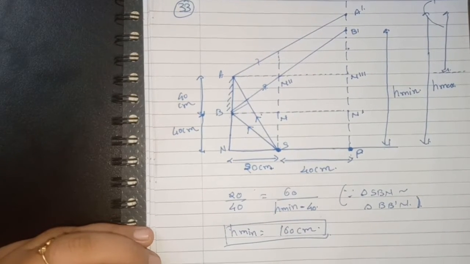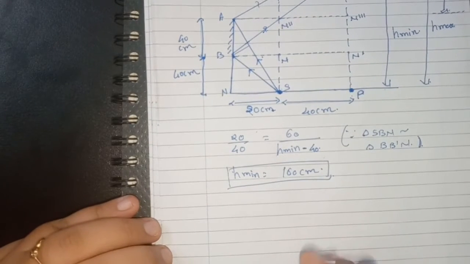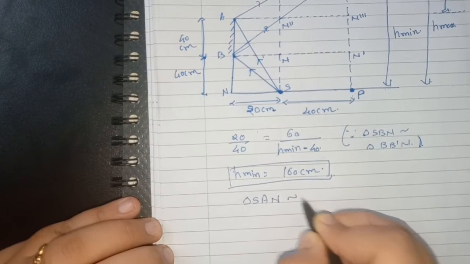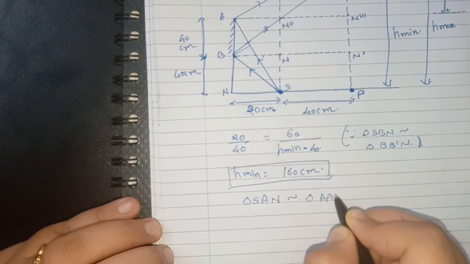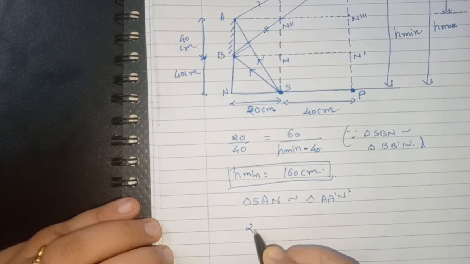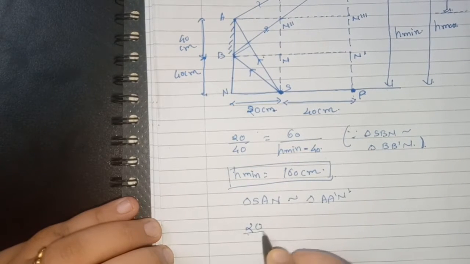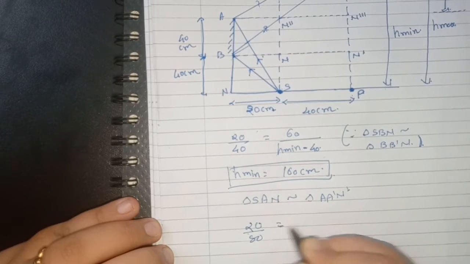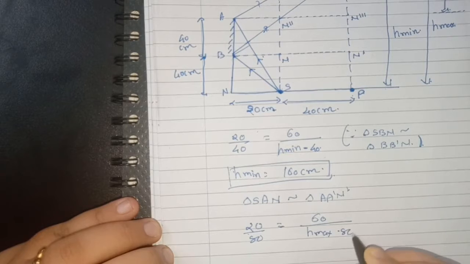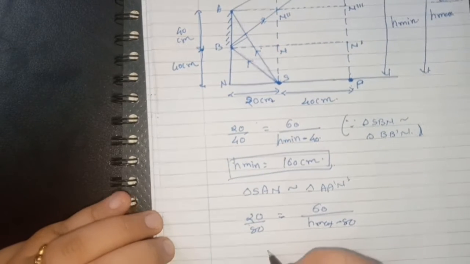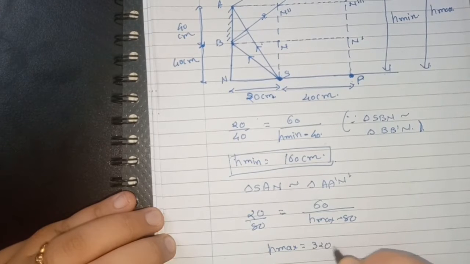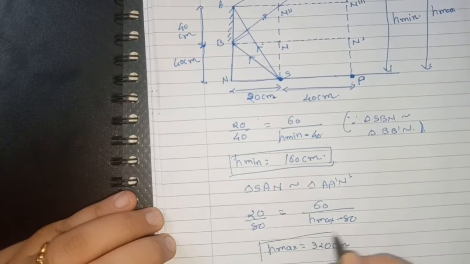Now, to find the maximum height, we will consider triangle SAN is similar to triangle A dash N dash. So in similar triangles, the ratio of sides are same. So 20 by 80 is equals to 60 divided by H max minus 80. Simplify this, we will get the maximum height as 320 centimeter.